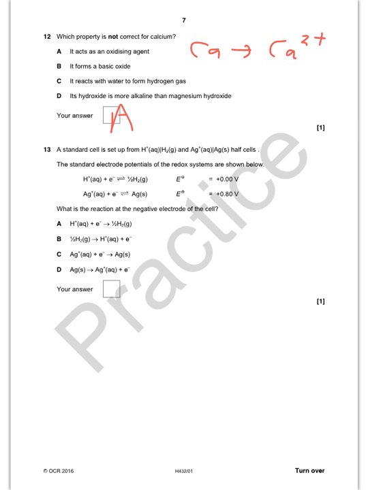Right, so question 13 then. What's the reaction at the negative electrode? Okay, so silver is going to go that way because it's the most positive, which means this one is going to go that way. And that's going to become the negative electrode. So the answer is B, which is that one there.